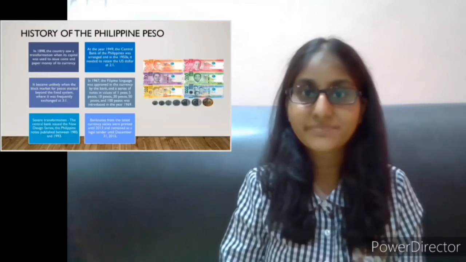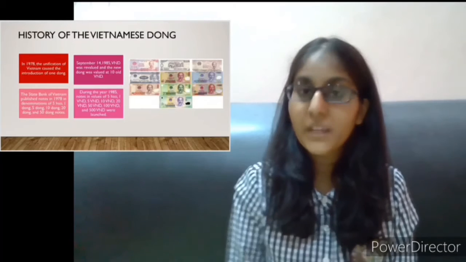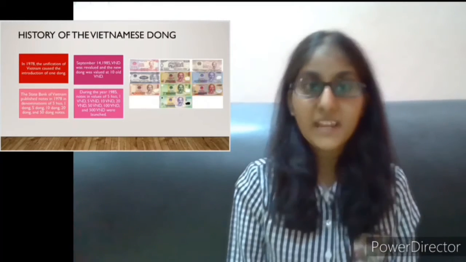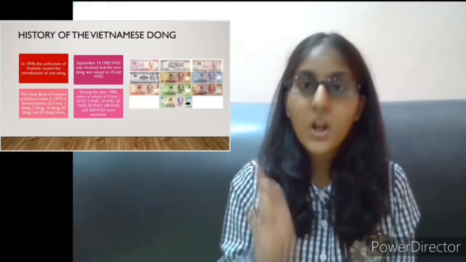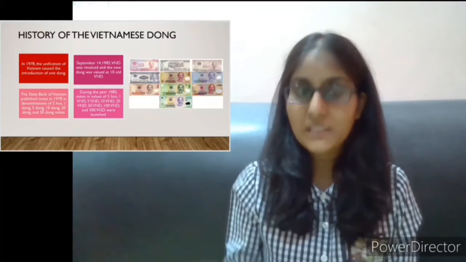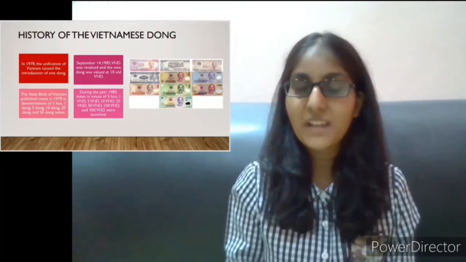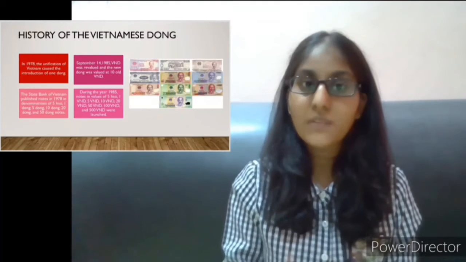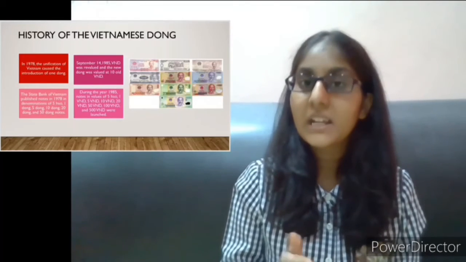Now let's look into the history of the Vietnamese Dong. In 1978, the unification of Vietnam, which is North and South Vietnam, caused the introduction of one dong. On September 14, 1985, the Vietnamese dong was revalued and the new dong was valued at 10 old Vietnamese dong. It started a period of sustained inflation that lasted for most of the early 1990s.